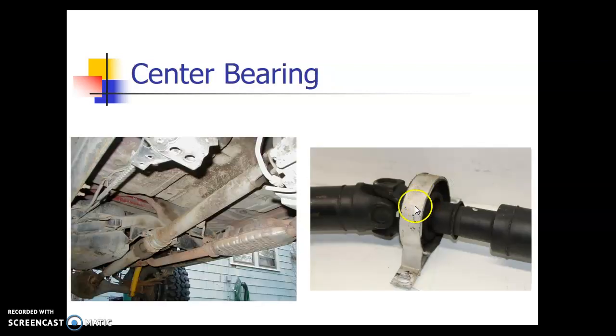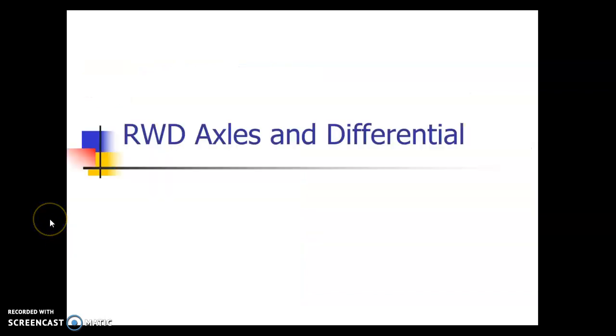And then if it's a really long drive shaft, you're going to have a center carrier bearing right here. And then here is kind of a close-up view of that center carrier bearing. And that splits it into a front and a rear drive shaft, so a two-piece drive shaft for like long bed pickup trucks, stuff like that.